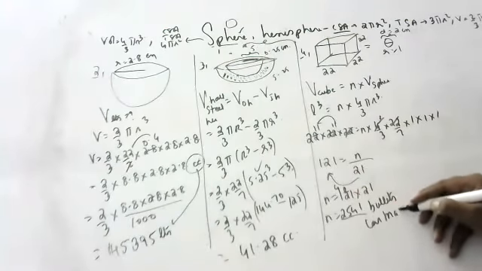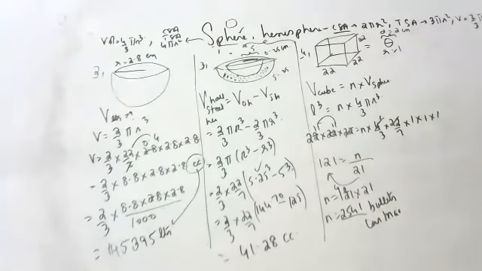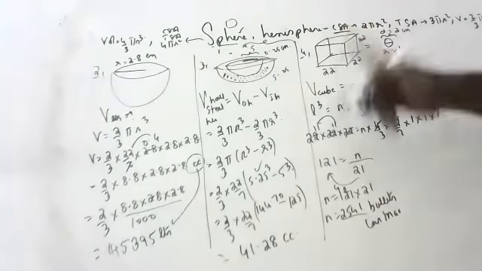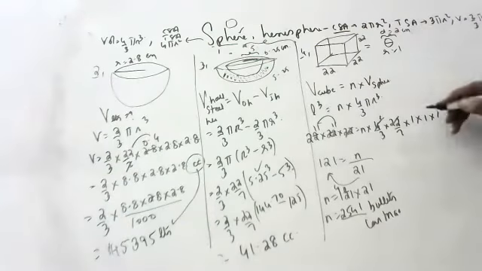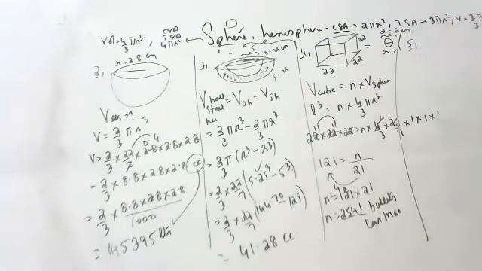So children, how many bullets can be made from this cube? 2541 bullets can be made from that cube. If this cube is melted and converted into bullets, how many bullets can we make? 2541 bullets.